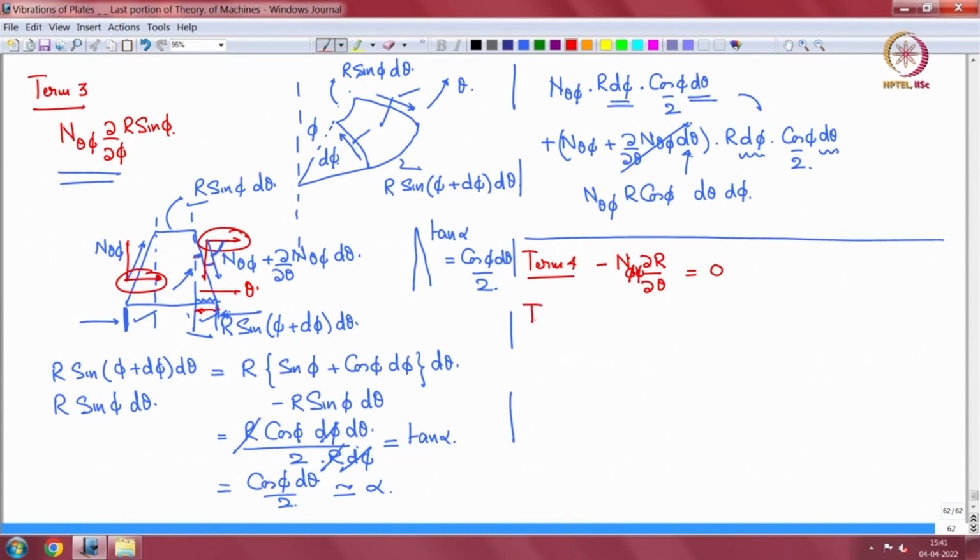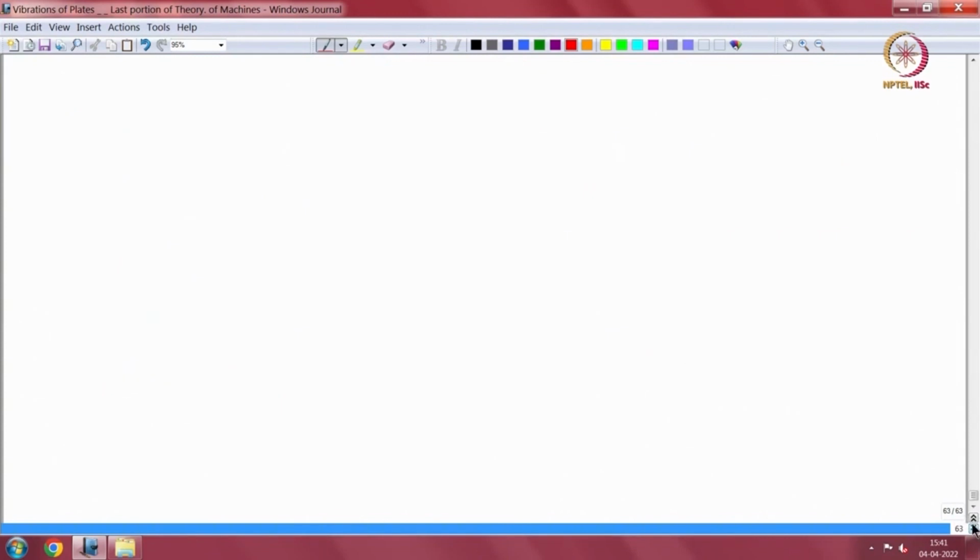Then term 5. Term 5 is A1 A2, therefore R square sin phi Q23, which is Q theta 3 by R2, which is R. So that is equal to R sin phi Q theta 3. Okay, Q theta 3 R sin phi.